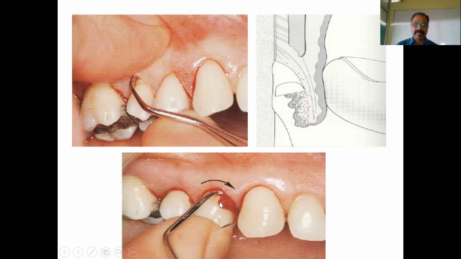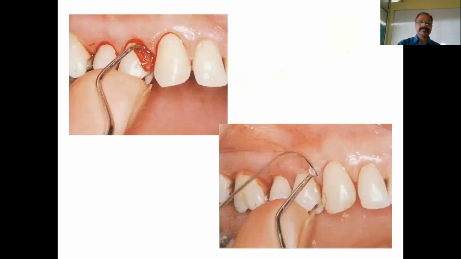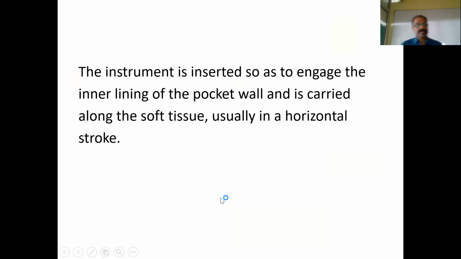Now, you may go from either mesial to distal or from distal to mesial. That is based on your ease of use of the curette. What you see here is what I have explained, the rationale. This is your granulation tissue, and you make sure that you remove the entire granulation tissue. The instrument, as I said, is engaged as deeply as possible, so that you completely remove the soft tissue lining of your periodontal pocket.